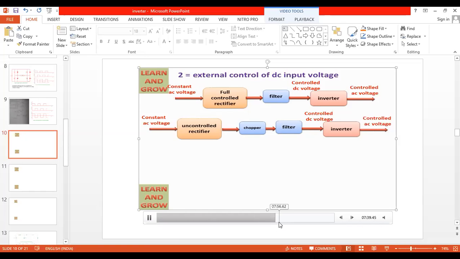Resonant inverters are not in the syllabus, but when we do any project, we'll take that particular inverter. So another method is, in an industry, if they are having AC voltage, they can also use the AC controller and convert to DC.